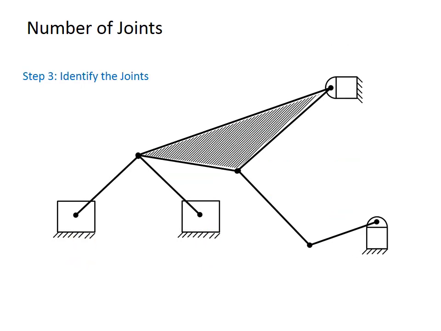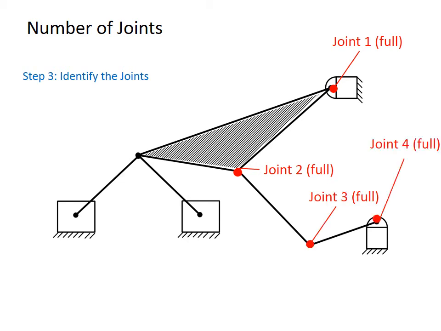The next step is to find out the number of joints and determine if we have any half joints or full joints. This is a full joint, a pin joint connecting the triangle link to the ground. Joint number 2 is also a full joint connecting the triangle link to the coupler. Joint 3, coupler to the crank. Joint 4, pin joint of the crank to the frame, and also a full joint.